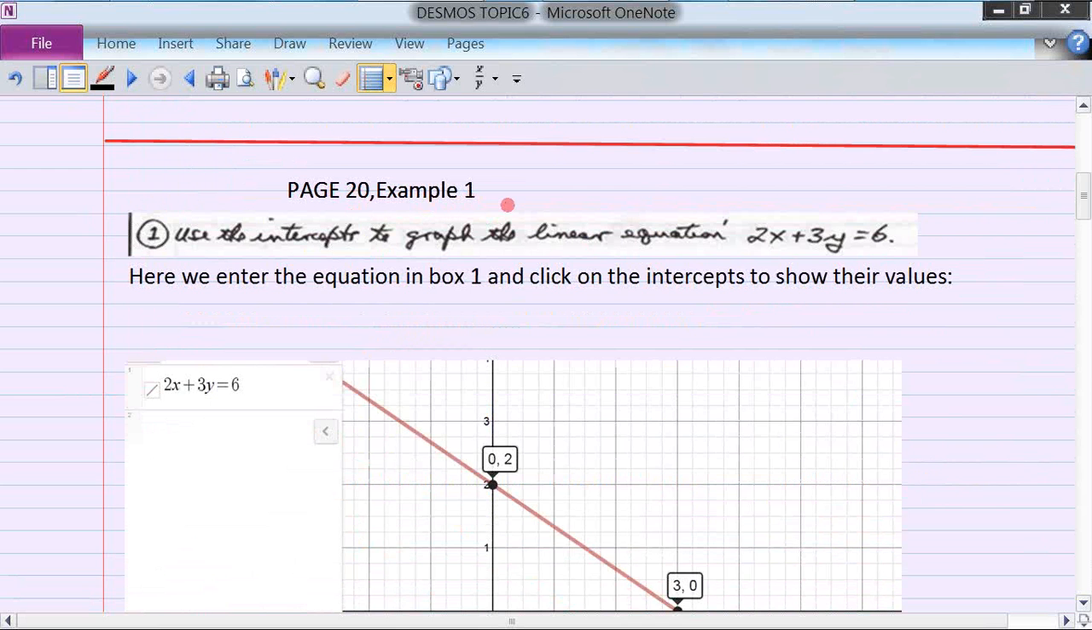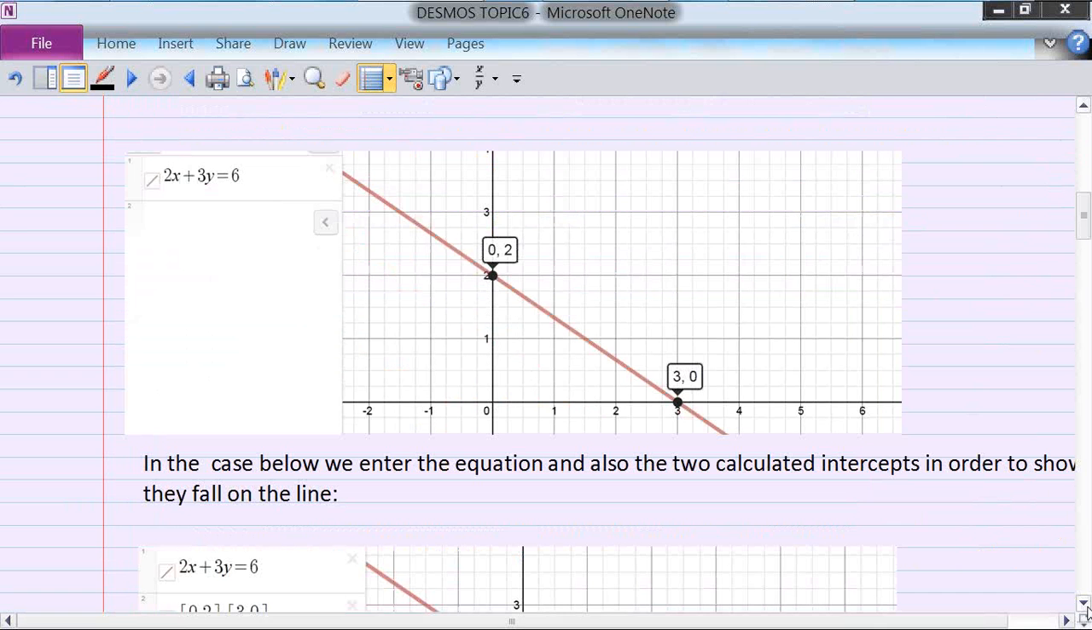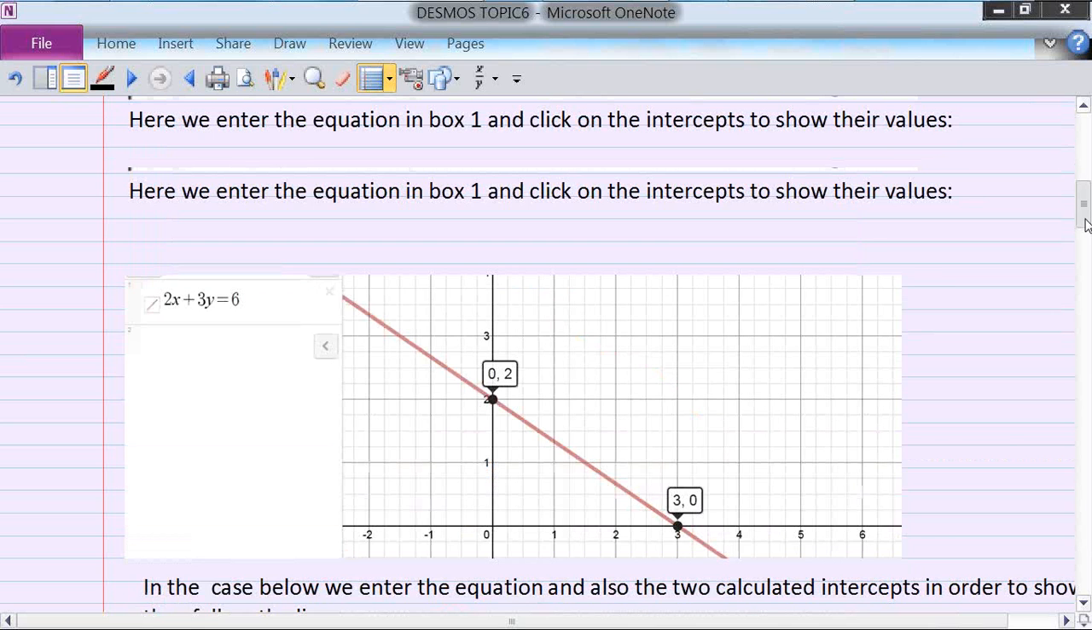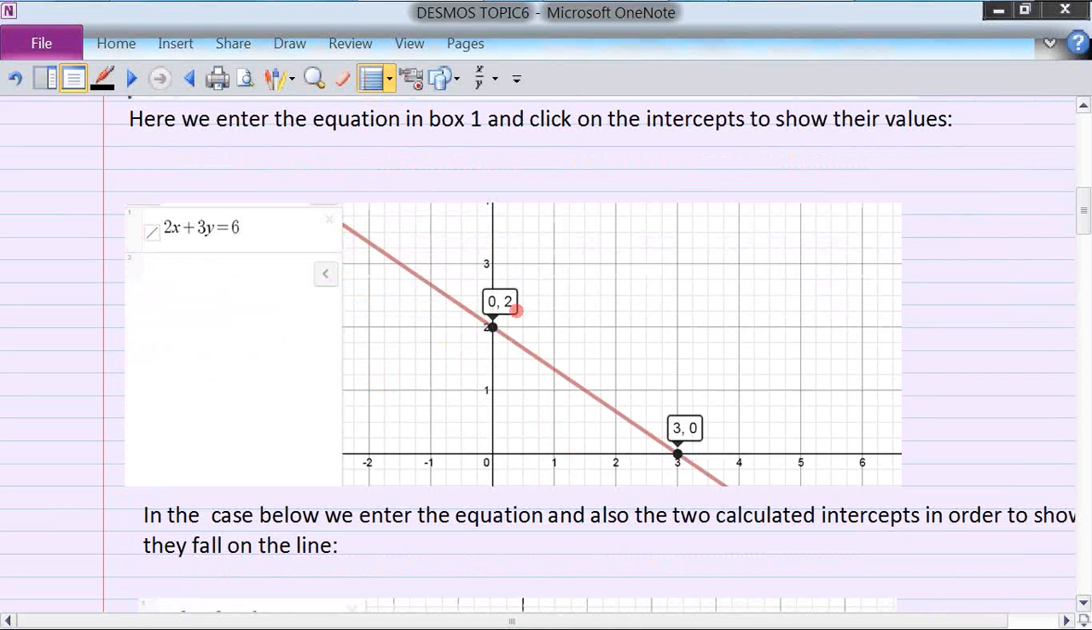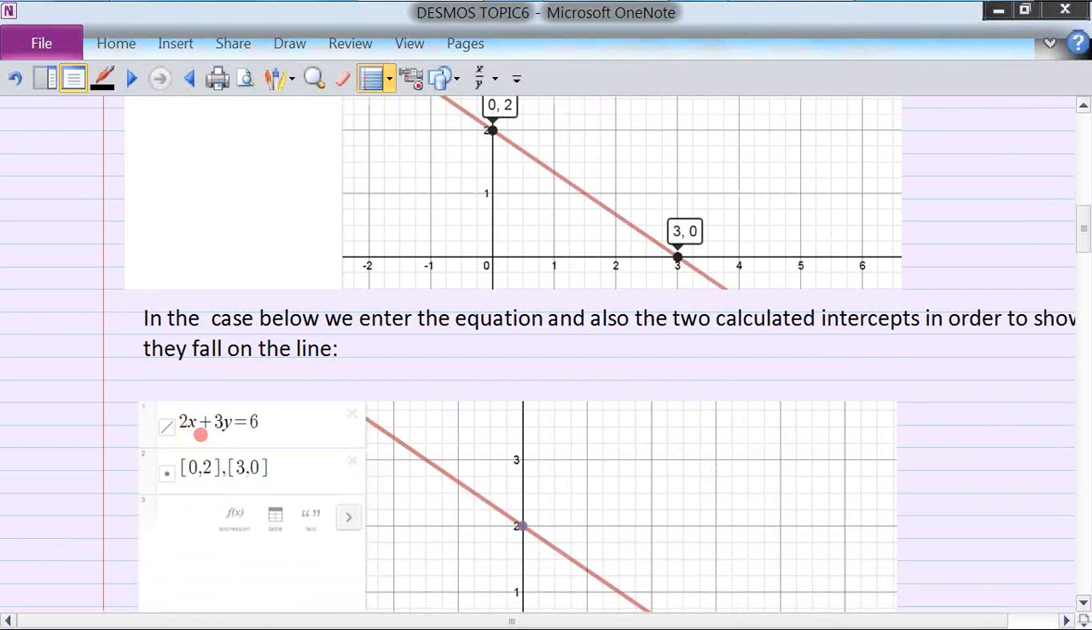Page 20, example 1. Use the intercepts to graph the linear equation 2x plus 3y equals 6. So over here, first of all, what I've done is I've just entered the equation, and I can get the intercepts this way, or I can check. So I'm just looking at the equation of the line. Of course, this really doesn't answer the problem here, but it gives me some sense of what the equation is like. So now, if we enter the intercepts, how do we enter the intercepts?